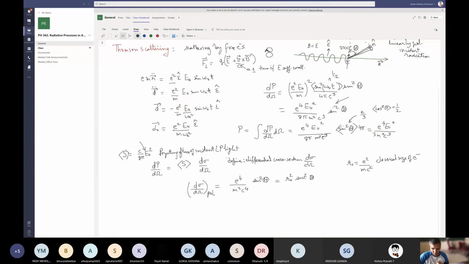And if you plug in the numbers, this is about 2.8 times 10 to the minus 13 centimeter. Very small, of course, much smaller than the size of an atom, which it should be. In fact, if you calculate it for a proton, it's even smaller. That's understandable because protons are even worse at scattering radiation because they're heavy and they are not accelerated as much. Okay.